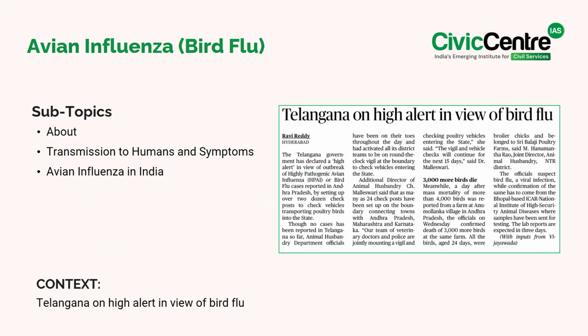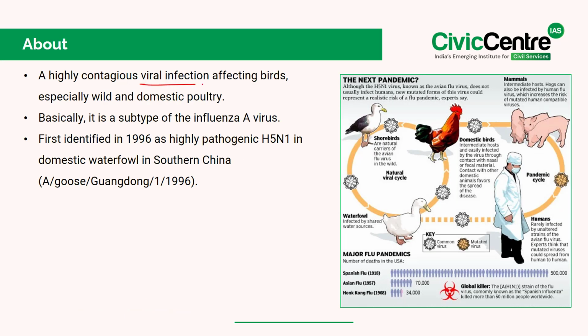It says that the Telangana government has declared a high alert in view of the outbreak of highly pathogenic avian influenza or bird flu cases reported in Andhra Pradesh by setting up over 2 dozen checkposts to check vehicles transporting poultry birds into the state. Now, in this context, let's talk about avian influenza. See, it is a highly contagious viral infection affecting birds, especially wild and domestic poultry. Basically, it is a subtype of influenza A virus, which was first identified in the year 1996 as a highly pathogenic H5N1 in domestic waterfowl in southern China.